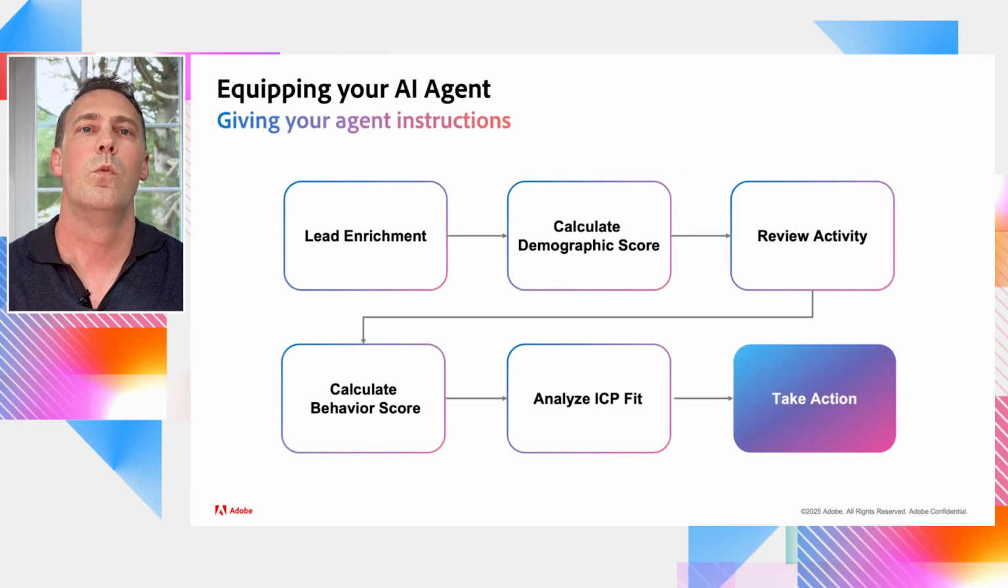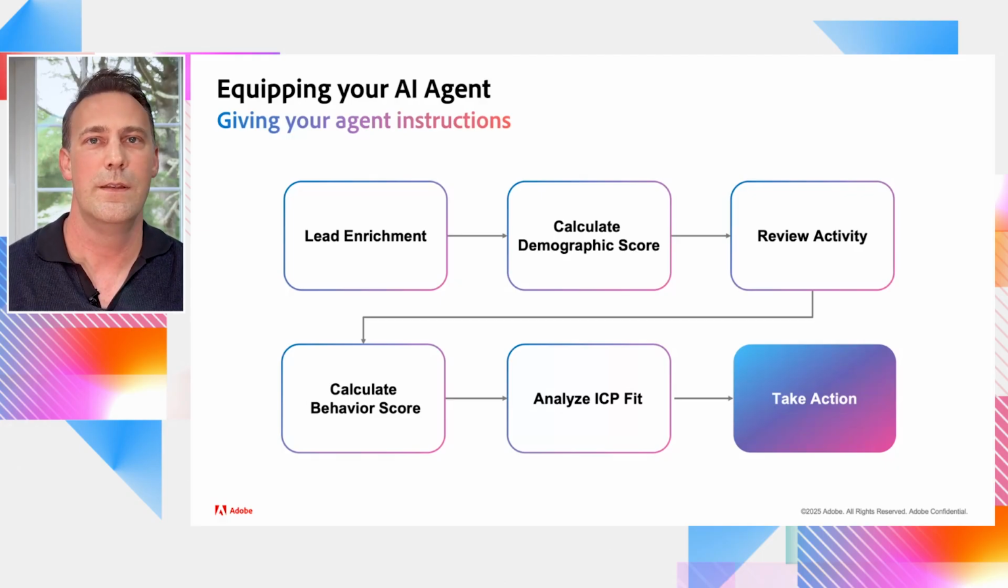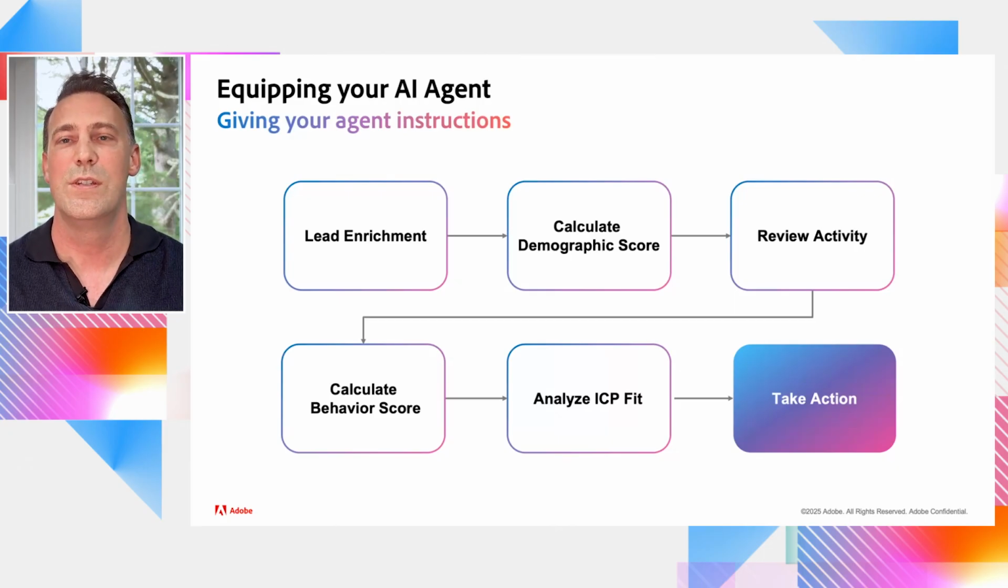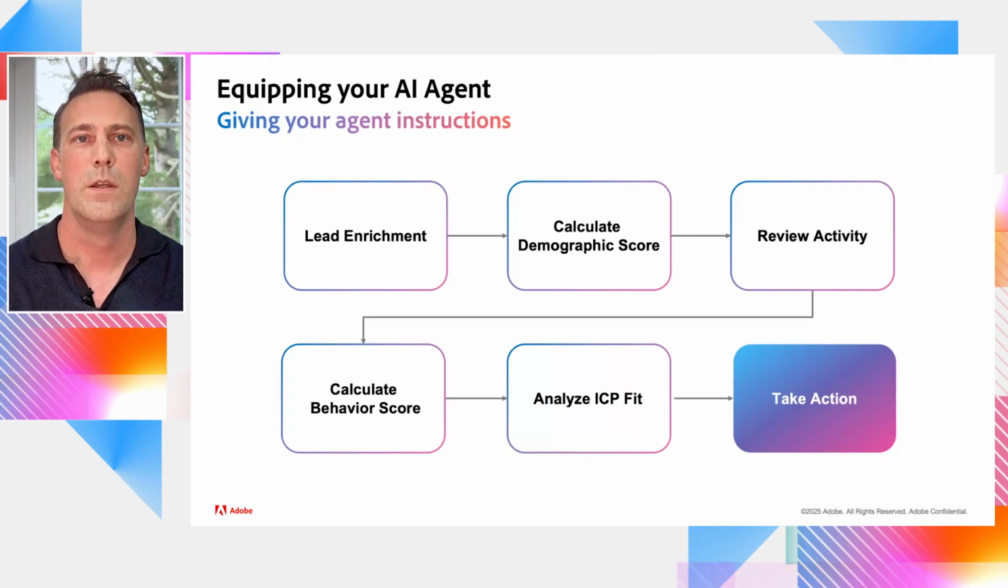Finally, once we've built our ICP and given the AI tools, the next step is giving the AI instructions. And this is where a lot of the magic happens. Think of this like training a new team member. You can't just say, go qualify leads. You need to be clear about how you want them to think through the process. The good news is today's AI agents can follow fairly complex instructions, but you do need to be specific and objective in what you tell them.